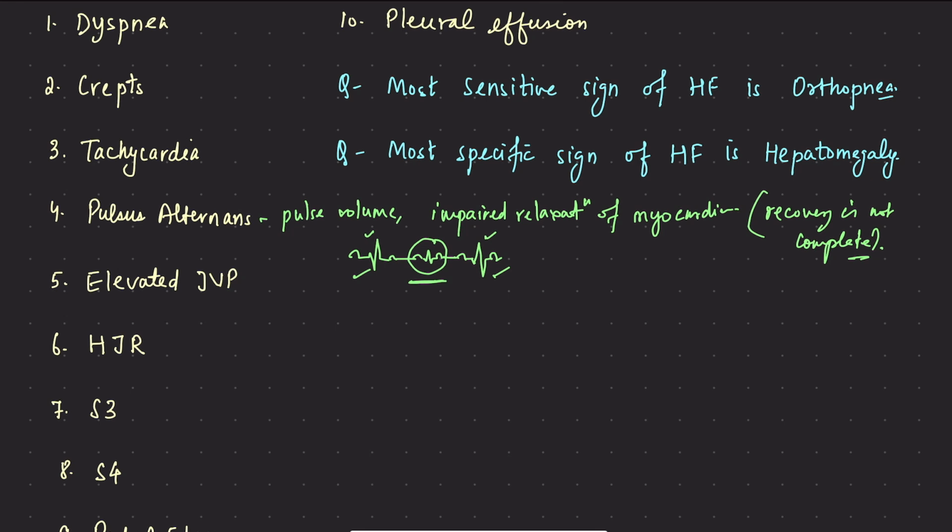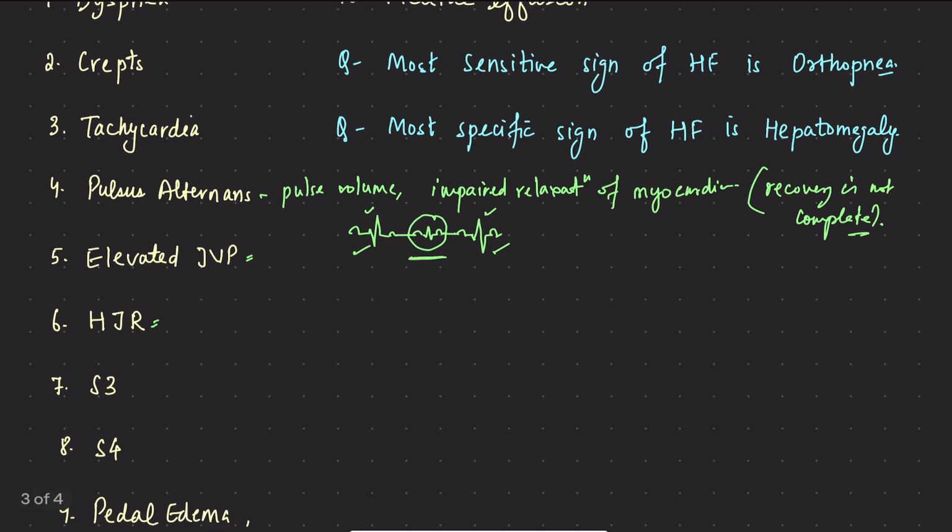Right. Then elevated JVP, that is what we see most of the time at the bedside. It is a very specific sign. Hepatojugular reflex: you press the right upper hypochondrium, and you see an elevation in JVP. It must be sustained more than 10 to 15 seconds so that we can call it hepatojugular reflex positive. So HJR is also a very specific sign for heart failure. Then S3. S3 means the left ventricle myocardium is a little stiff, so that when the fast-coming blood from the left atrium touches the wall of the left ventricle, it decelerates.